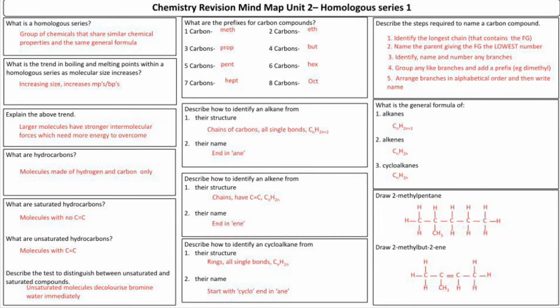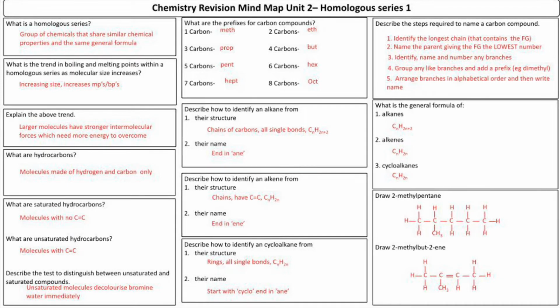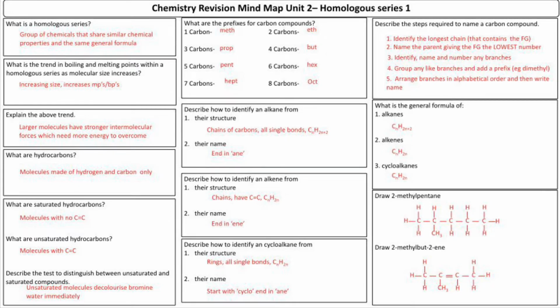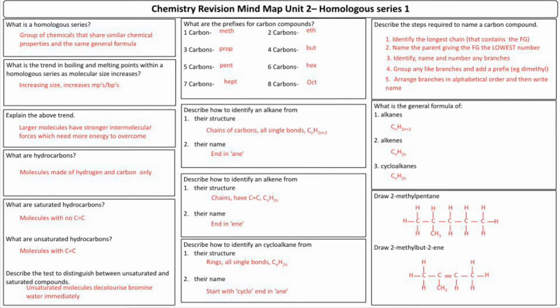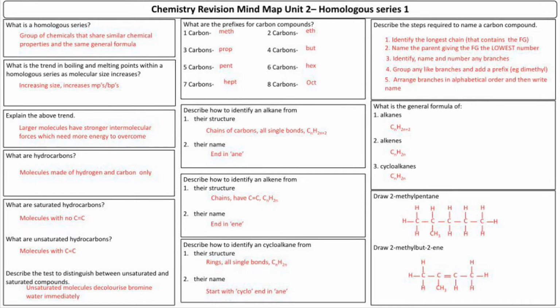The same goes with the second one we've got there. The longest chain is going to be 4, so it's but. We can see there's a double bond in the middle. That means it's going to be on carbon number 2, so it's but-2-ene. There's a single carbon branch on one of the carbons. That's going to be methyl, and we can number that as carbon number 2. So it's going to be 2-methylbut-2-ene.